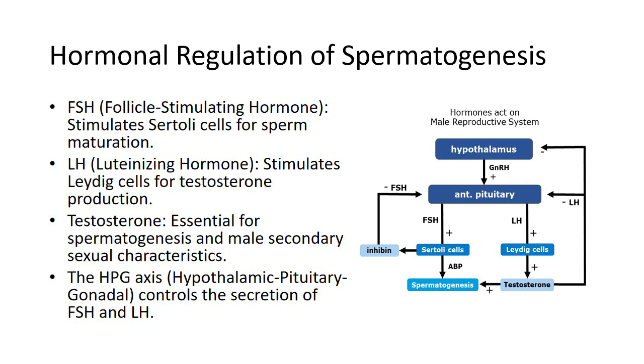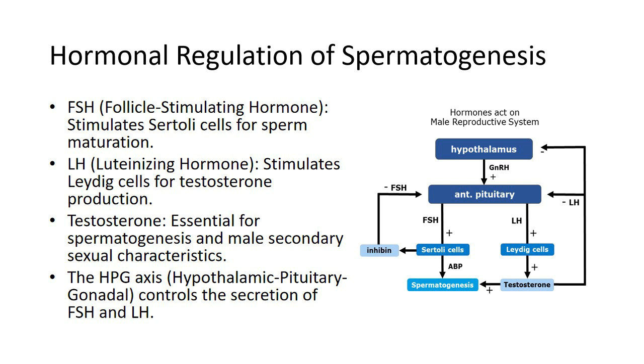FSH stimulates the Sertoli cells in the seminiferous tubules to support sperm development and facilitate the conversion of spermatids into sperm. Luteinizing hormone, LH. LH stimulates the Leydig cells in the testes to produce testosterone, a hormone that is crucial for the development of sperm and secondary male sexual characteristics.